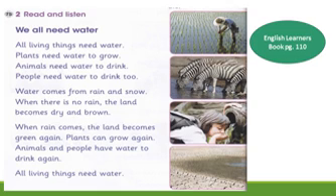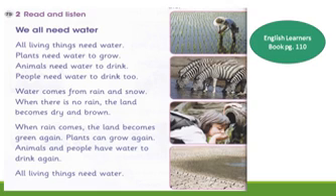We all need water. All living things need water. Plants need water to grow. Animals need water to drink. People need water to drink too. Water comes from the rain and snow. When there is no rain, the land becomes dry and brown. When rain comes, the land becomes green again. Plants can grow again. Animals and people have water to drink again. All living things need water.